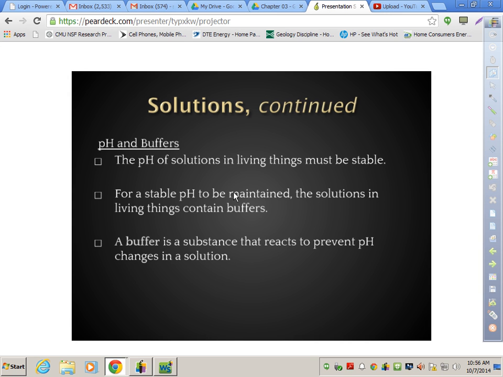So, we have both acids and bases. And when I add a base to an acid, it neutralizes it if it's equal amounts. That's known as a buffer. So our blood has buffers built into it so that when we drink something like a pop, it doesn't destroy us completely.